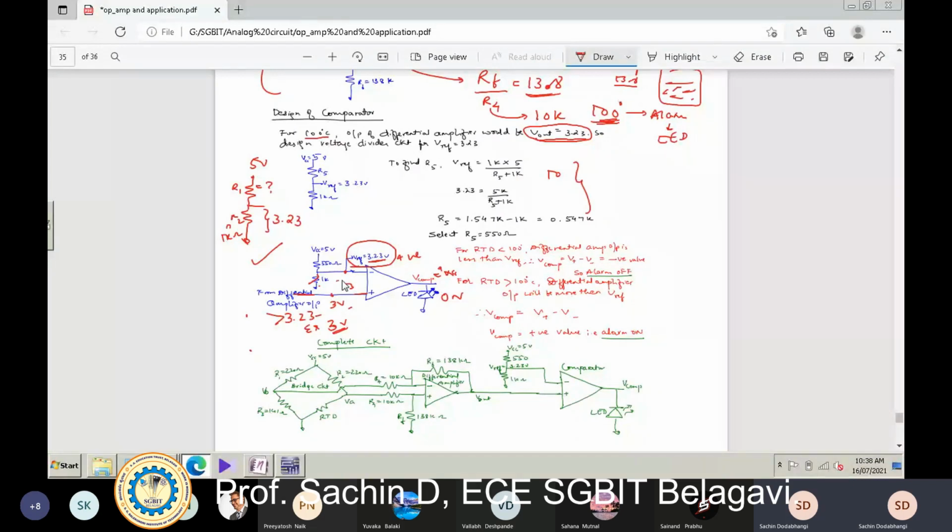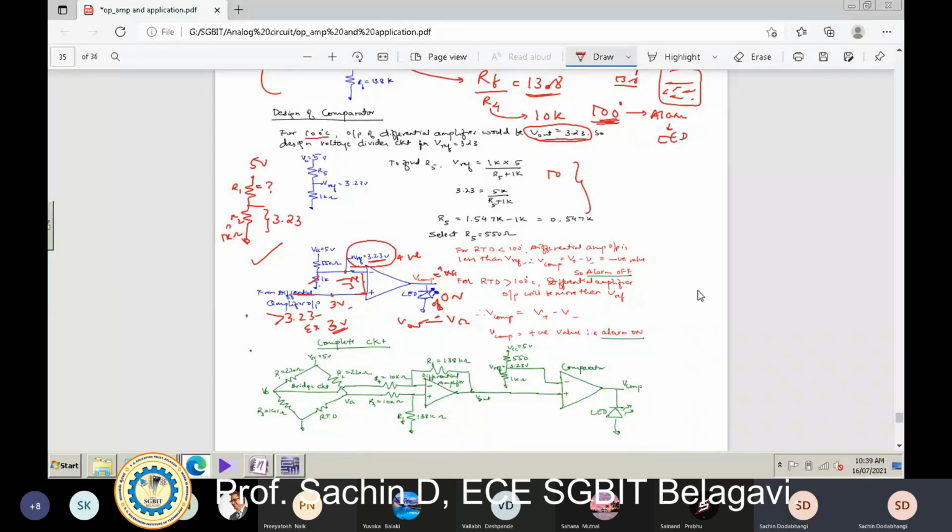If the difference is a negative value, the output voltage of this comparator will be minus VCC. Minus VCC means negative voltage. If a negative voltage is at the output, the LED will be reverse biased, so the LED will be off. This is how we need to design the comparator.